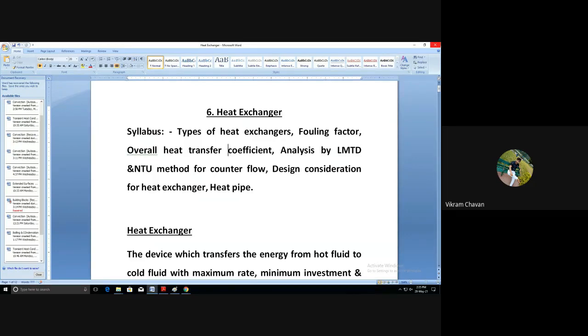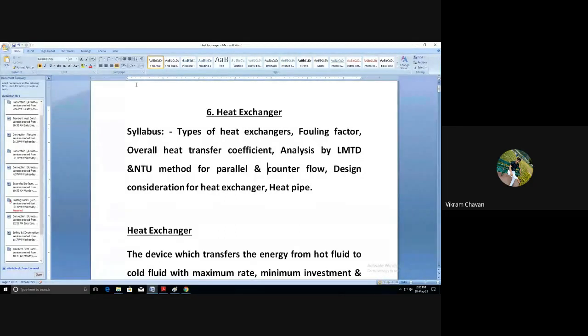So the university has provided the syllabus: types of exchangers, fouling factor, overall heat transfer coefficient, then analysis by LMTD and NTU method for parallel flow and counter flow. Here I have to mention the parallel flow also. And the last one is the design consideration for heat exchanger.